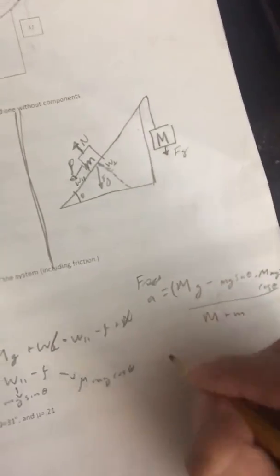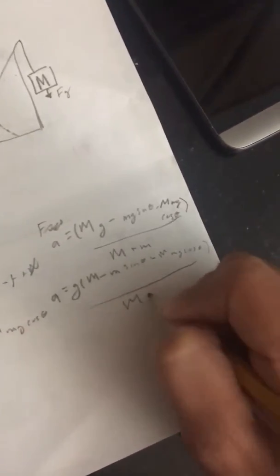And from there, you factor the g out again because they all have that in common. So you get acceleration equals gravity, big M minus small m sine theta, minus coefficient of friction mg cosine theta, excuse my handwriting, over big M plus small m.